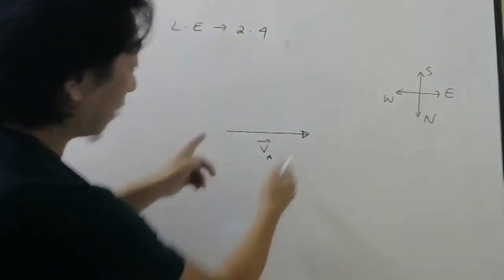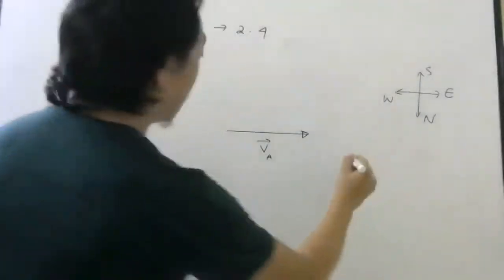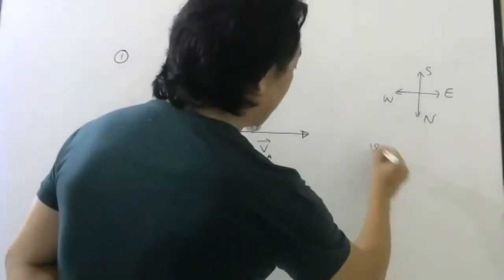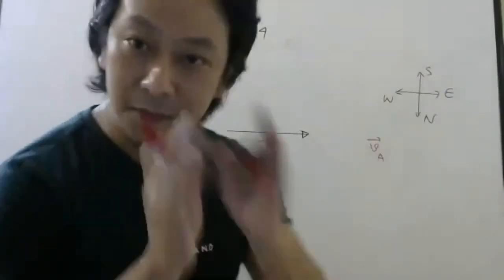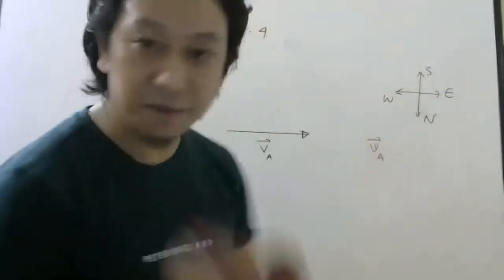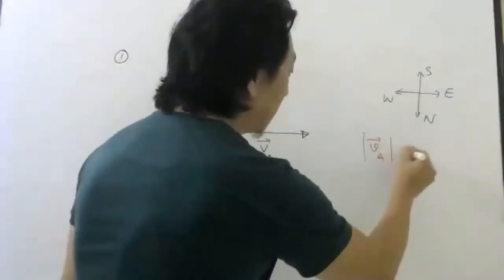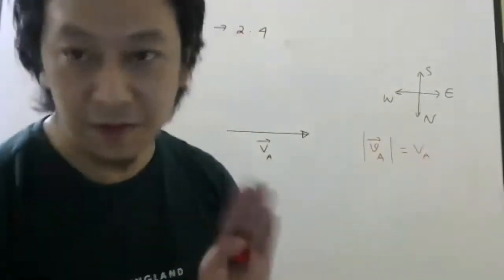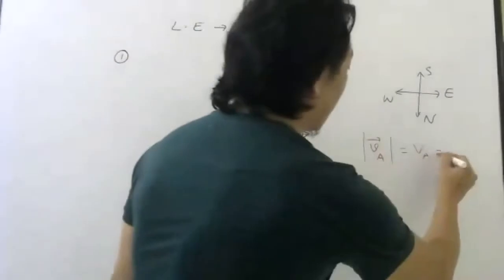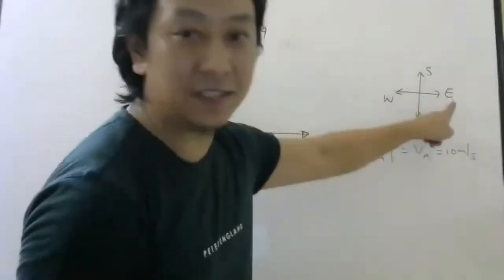So first car, I will first write the magnitude of the velocities. This is the symbol for velocity of the first car: V with subscript A, velocity of car A. This arrow mark means it is a vector. Then the magnitude given for the first car, which I can simply write VA, was given 10 meter per second. And it was directed towards east, right?